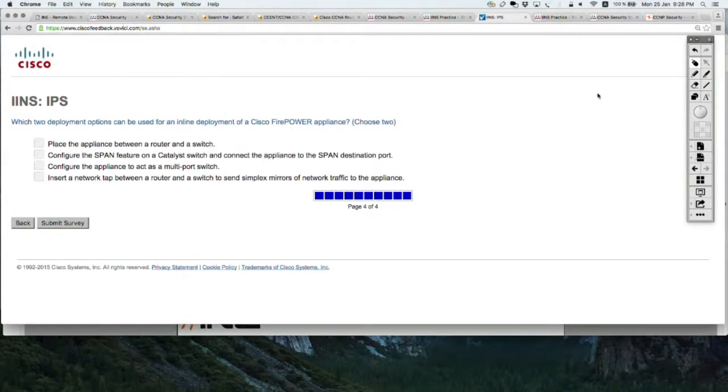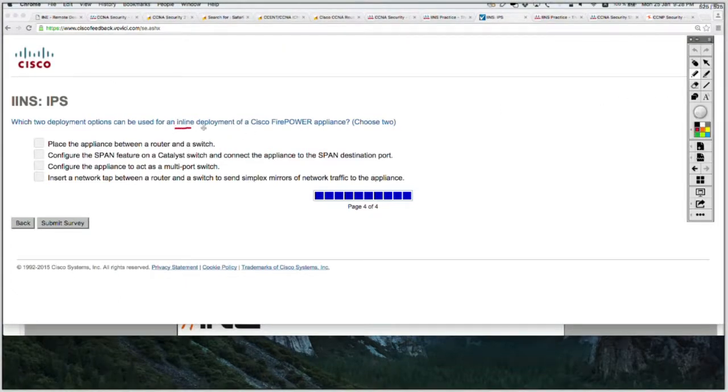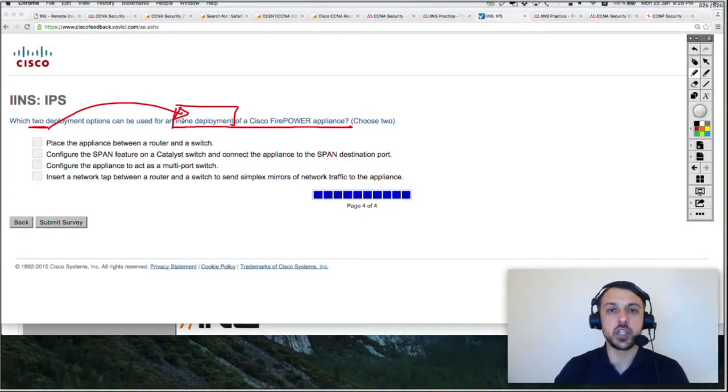Which two deployment options can be used for an inline deployment of a Cisco Firepower appliance? It's important to know that it is a question about inline deployment only. So what are the two options to deploy the Firepower inline? It's not about what the options are to deploy Firepower. It's about what the options are to deploy Firepower in inline mode. I'm insisting on this because I've been there as well.